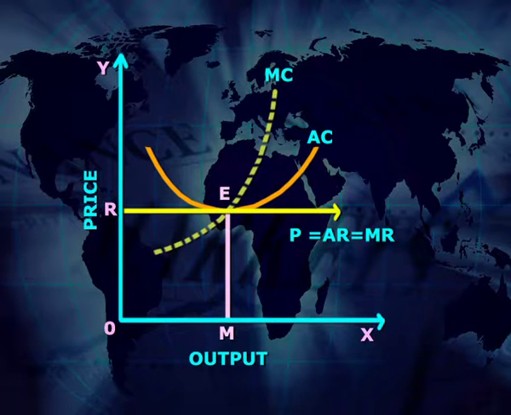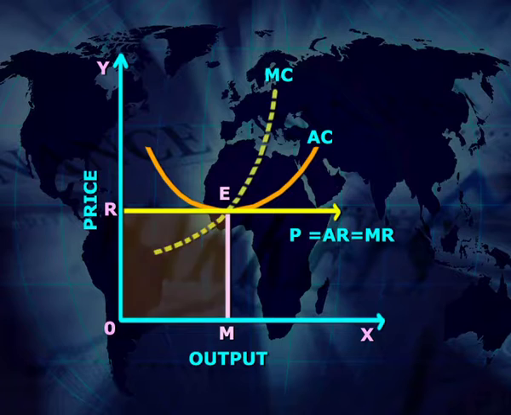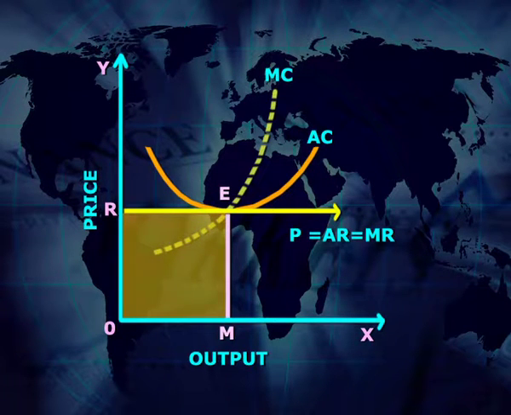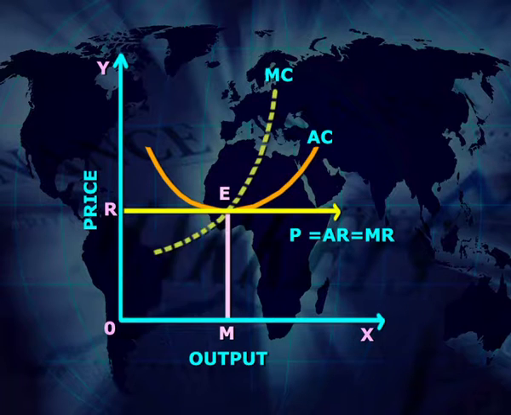In this figure, at OM equilibrium production of the firm, average revenue is equal to EM, which is equal to average cost and therefore, firm is under normal profit position. At OM equilibrium production, total revenue is equal to OREM, which is equal to total cost. Therefore, firm is under normal profit position. At OM equilibrium production of the firm, EM is equal to price is equal to AR is equal to AC is equal to MR is equal to MC also. Therefore, this is an optimum firm.